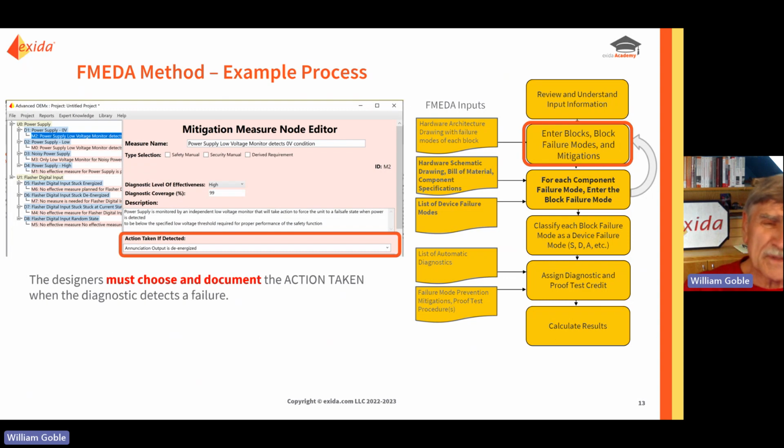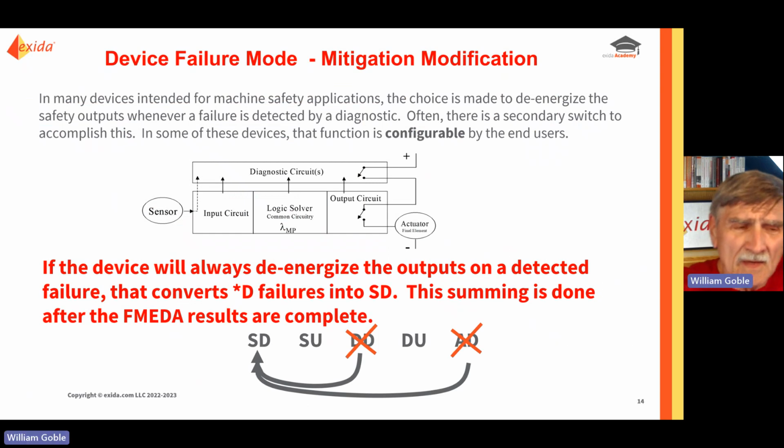That information is usually part of every FMEDA tool. In this case, a power supply low voltage monitor detected the 0 volt condition, which we're concerned with, and the designers chose to enunciate the failure. Well, if the choice is number 1, automatic shutdown, how does that impact the results of the FMEDA? If you think about it a minute, you'll see the answer.